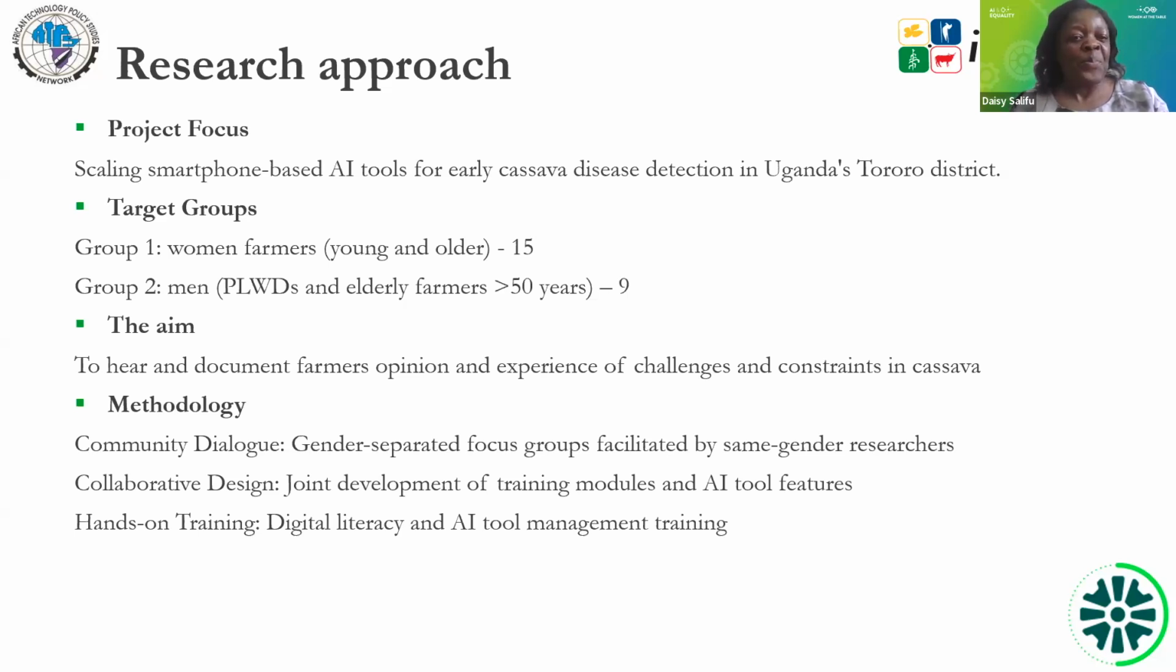So what was the aim? The aim was to have a community dialogue with these farmers so that we can hear and document their opinion and experiences of the challenges and constraints in cassava production, and therefore also look at the possible solutions for such challenges or constraints.